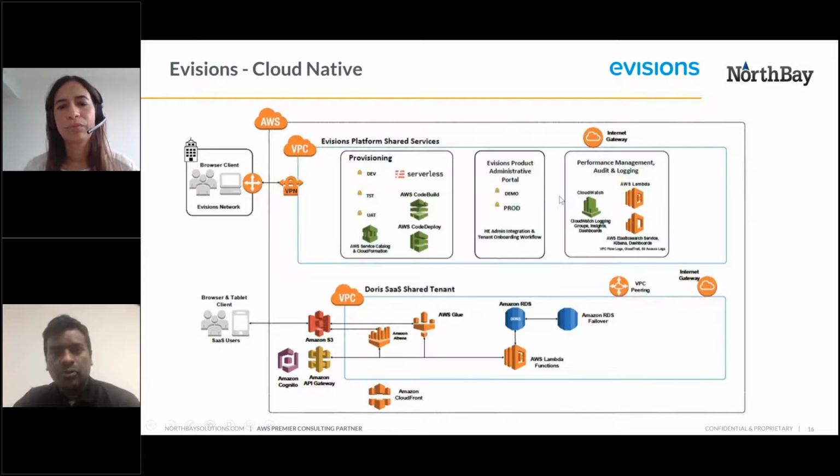Again, I'm not going to go into detail of how we have implemented this. This is something that we are going to share as part of the references and in the deck. But we have used all the native services, converted their entire legacy application into a cloud native platform, and again, happy to share additional insights.